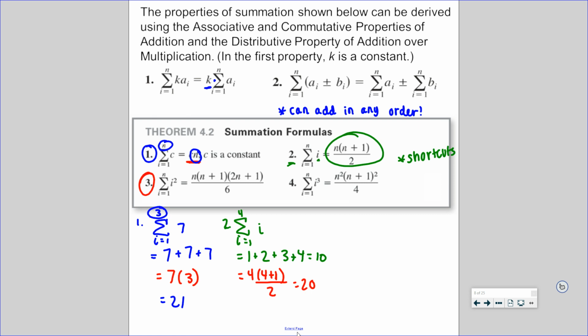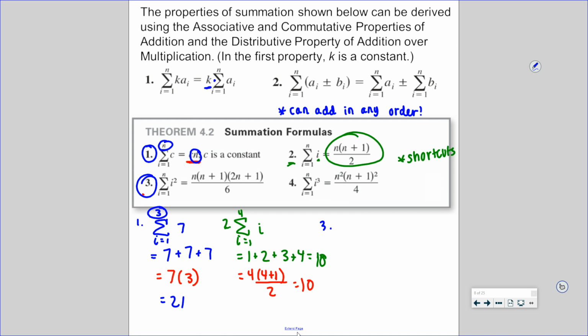Okay. The third one, back to blue here. Yes, thank you. 10. They're both 10. All right, the third one.